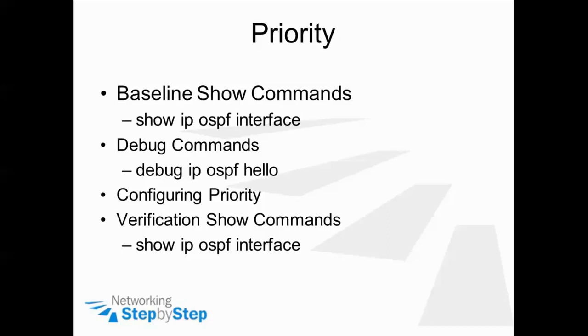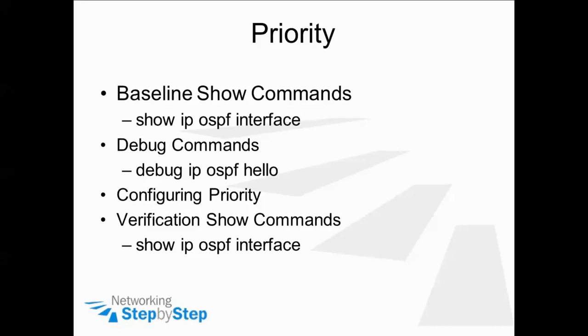In this video cheat sheet, I will be configuring OSPF Priority. I will start off with the baseline show command, show ip ospf interface, to display OSPF-related interface information. Then I'm going to enable a debug command of debug ip ospf hello to see how things unfold as I configure the OSPF priority. Finish with the same baseline command, show ip ospf interface, to see what changed.